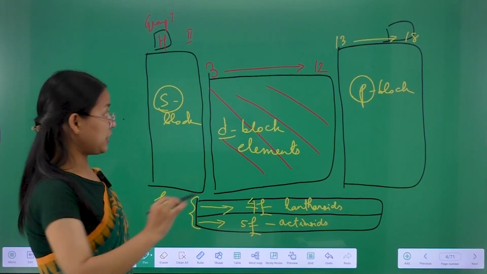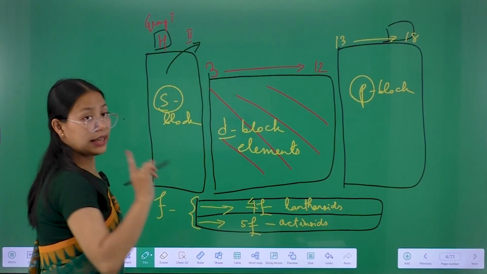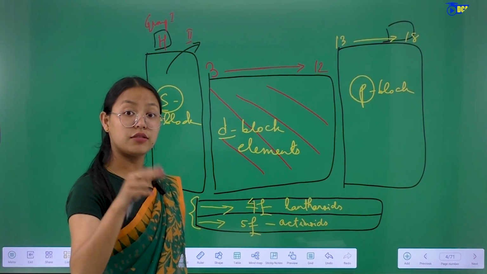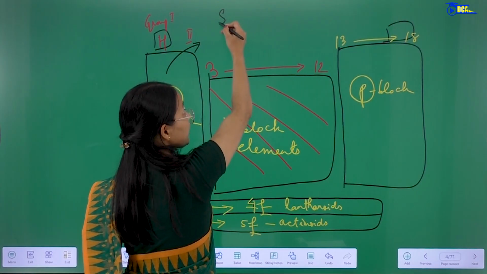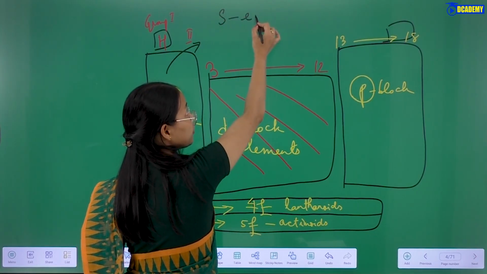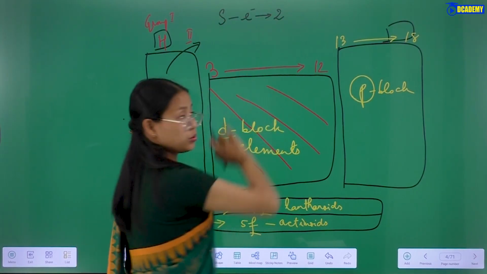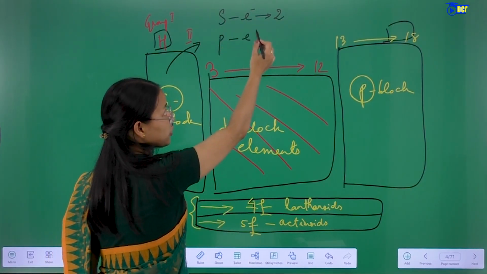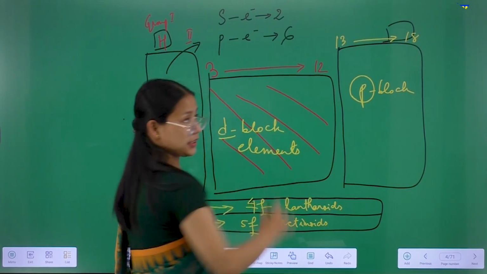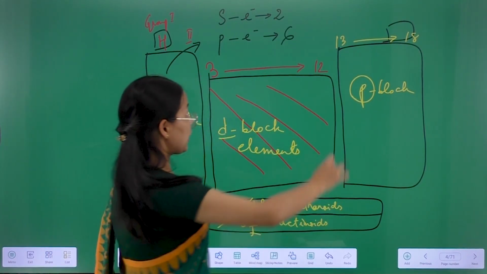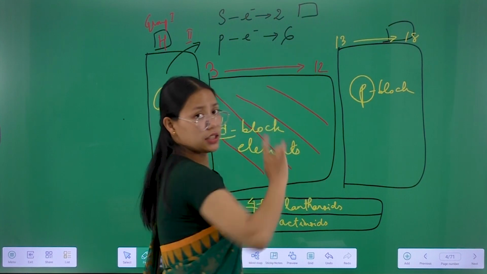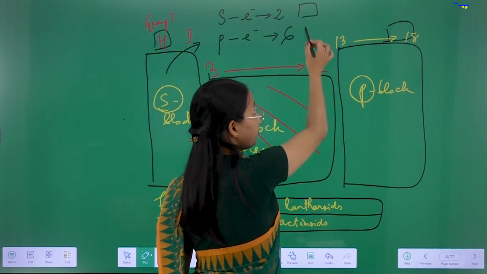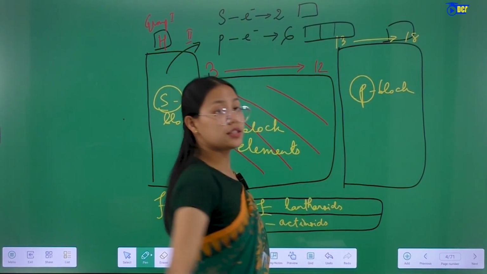In the s orbital, only 2 electrons will enter. The maximum for the s orbital is 2 electrons. Again, if I say it is the p orbital, then the maximum number of electrons will be 6. The s orbital consists of only one orbital, one cell, and the p orbital consists of 3.